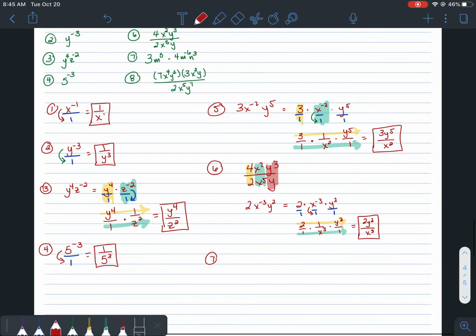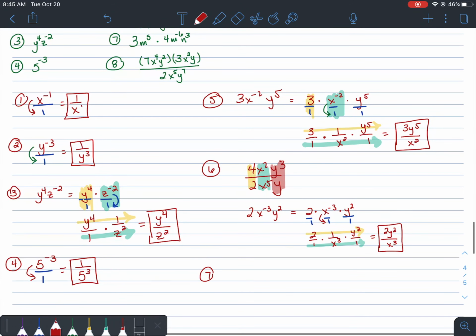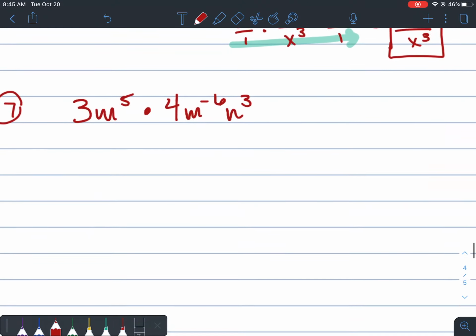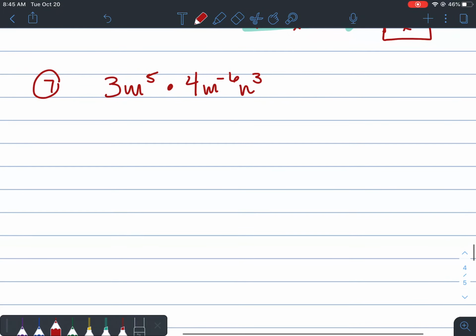Here we have number 7. We have 3m to the 5th times 4m to the negative 6 times n to the 3rd. Here we ask ourselves, can we simplify? Yes, we can. We are multiplying, and we have bases that are the same. So we can simplify this even further. If you remember, we have to multiply our coefficients, so we can kind of break this up again, if this helps. Going back to what we've done before.